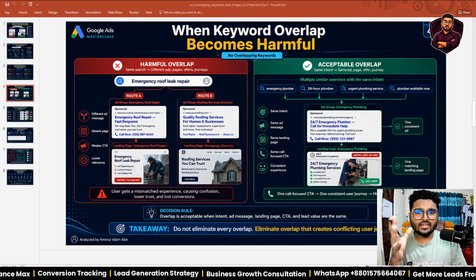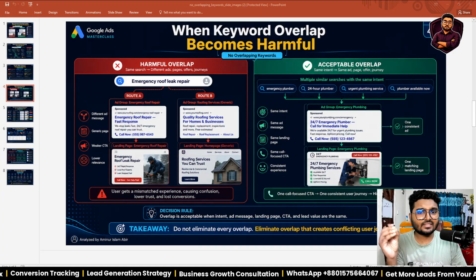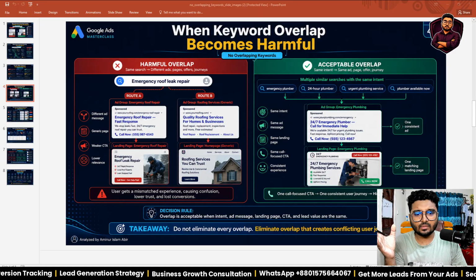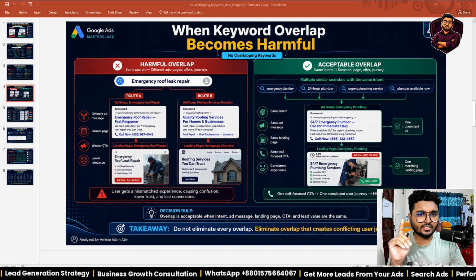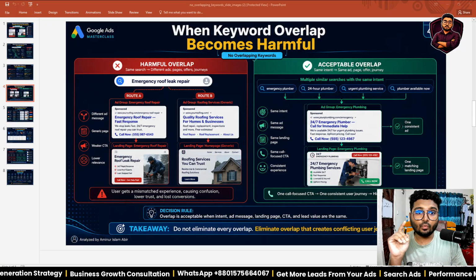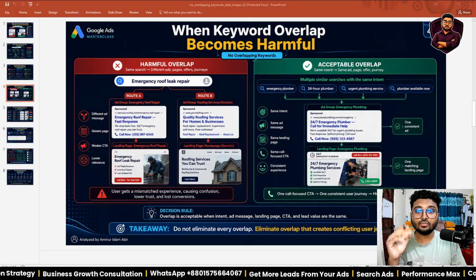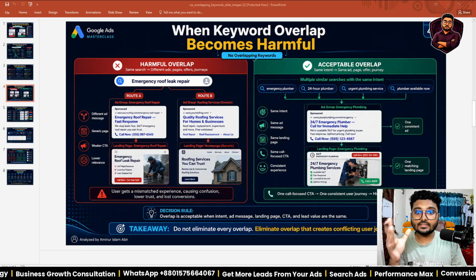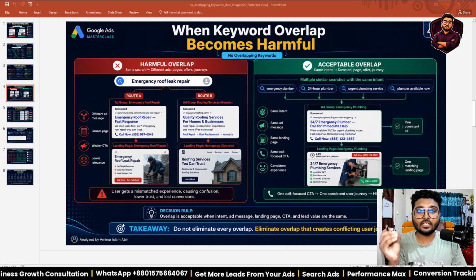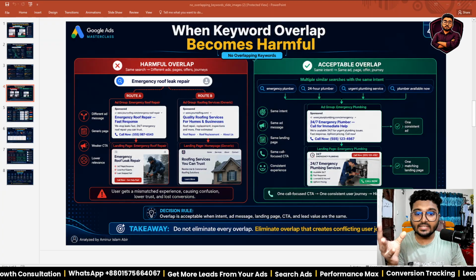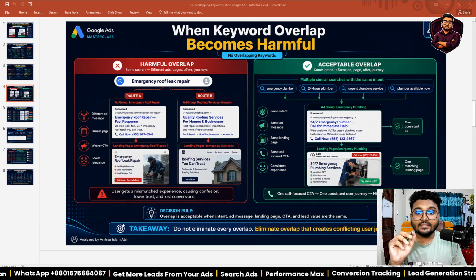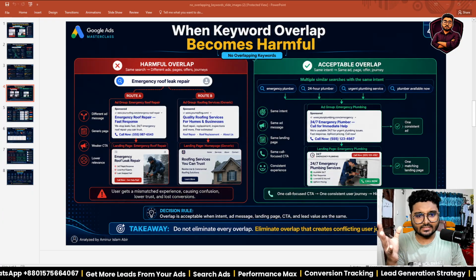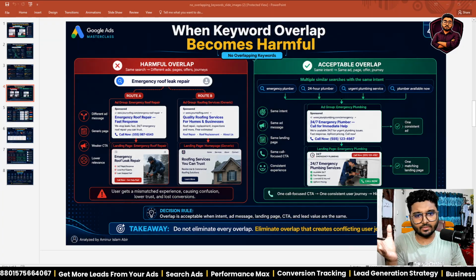Sometimes several related keywords can exist in the same ad group without creating a serious problem. The question is, does the overlap create a conflicting customer journey? Overlap becomes harmful when the available routes use different services, ads, landing pages, offers, calls to action, budgets, bidding strategies, lead values, locations, or conversion goals. Let's use a roofing example. The customer searches emergency roof leak repair.